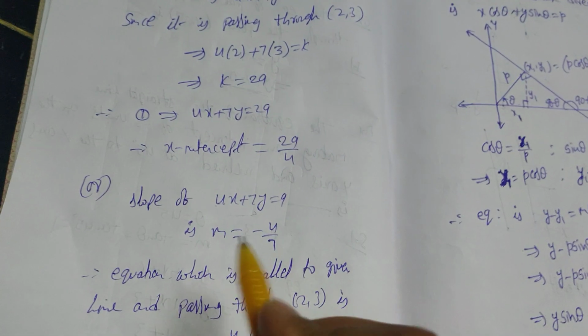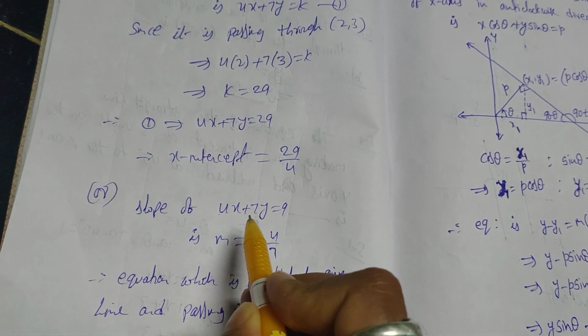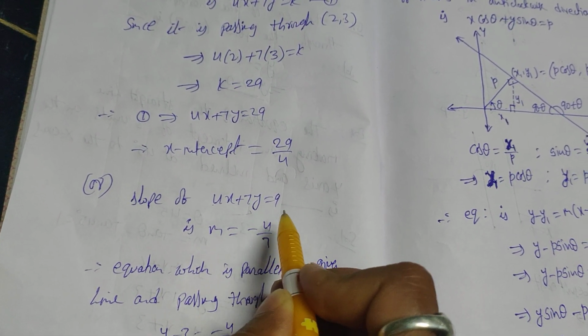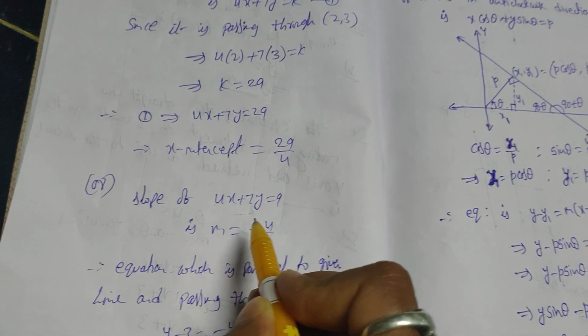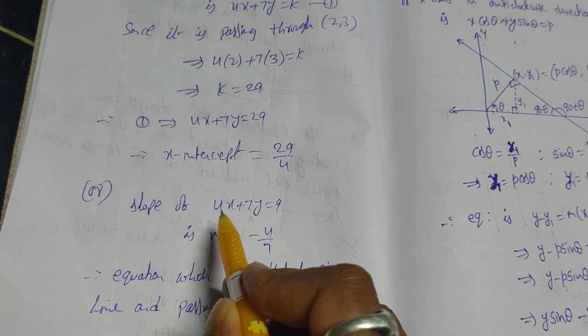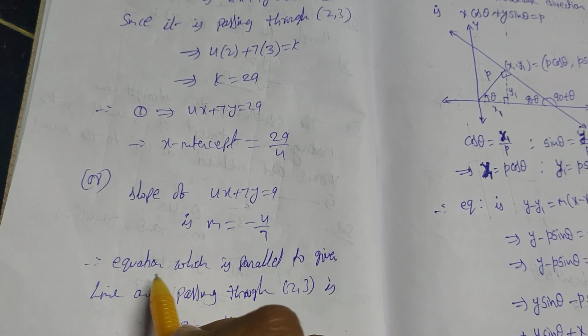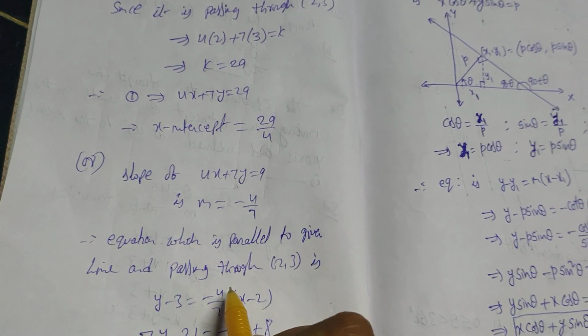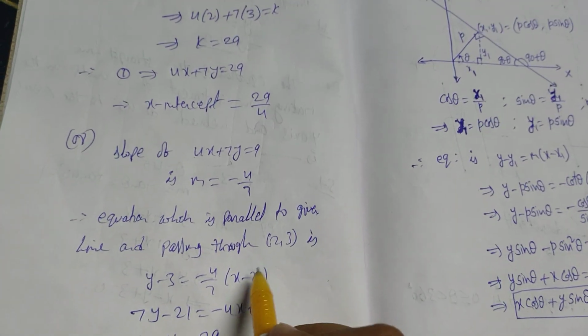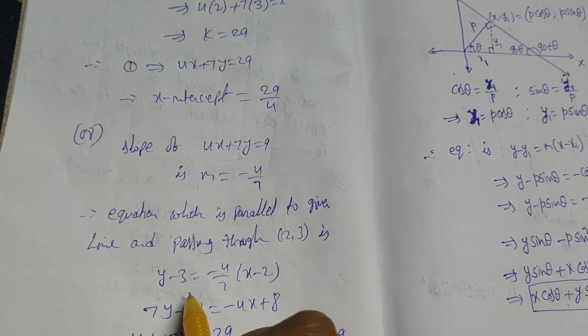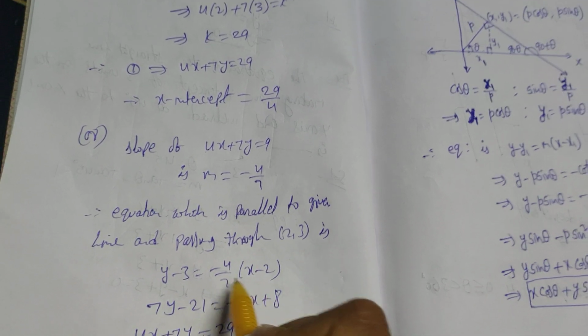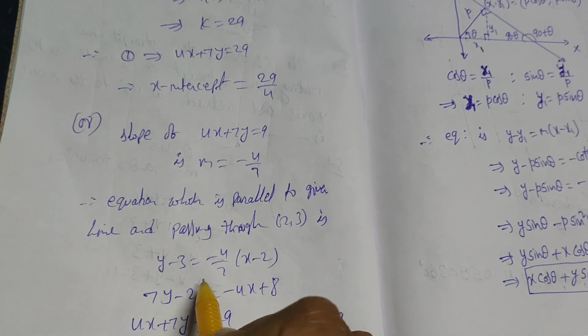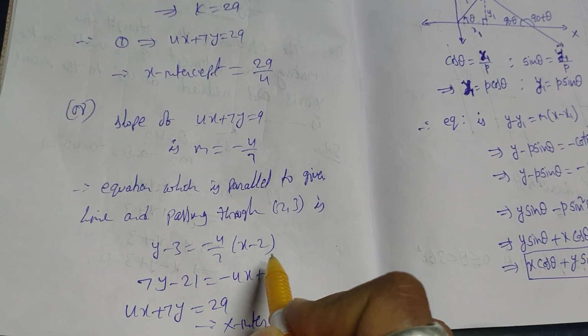After that, you can find the x-intercept. The slope of the given equation is minus 4 by 7, because it is in the form ax plus by is equal to k, so minus a by b means minus 4 by 7. The equation which is parallel to the given line and passing through 2 comma 3 is y minus y1 is equal to m into x minus x1. So y minus 3 is equal to minus 4 by 7 into x minus 2.